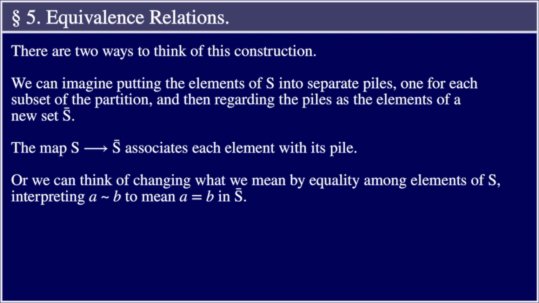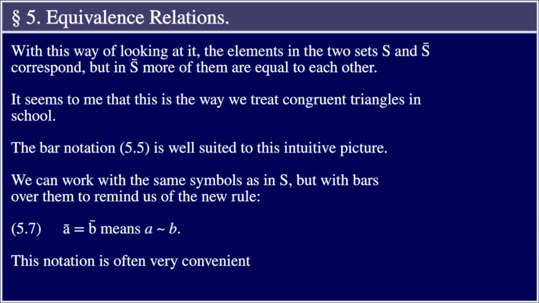There are two ways to think of this construction. We can imagine putting the elements of S into separate piles, one for each subset of the partition, and then regarding the piles as elements of a new set S bar. The map S to S bar associates each element with its pile. Or we can think of changing what we mean by equality among elements of S, interpreting A equivalent to B to mean A is equal to B in S bar. With this way of looking at it, the elements in the two sets S and S bar correspond, but in S bar, more of them are equal to each other. It seems to me that this is the way we treat congruent triangles in school.